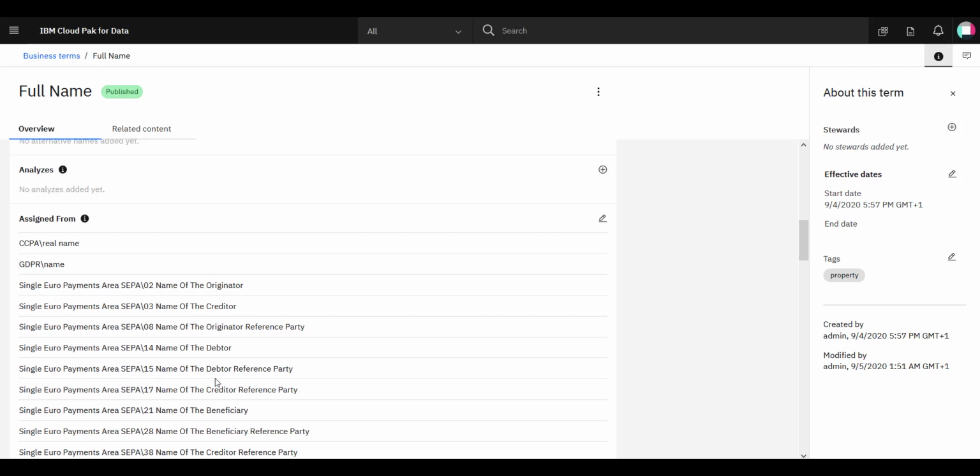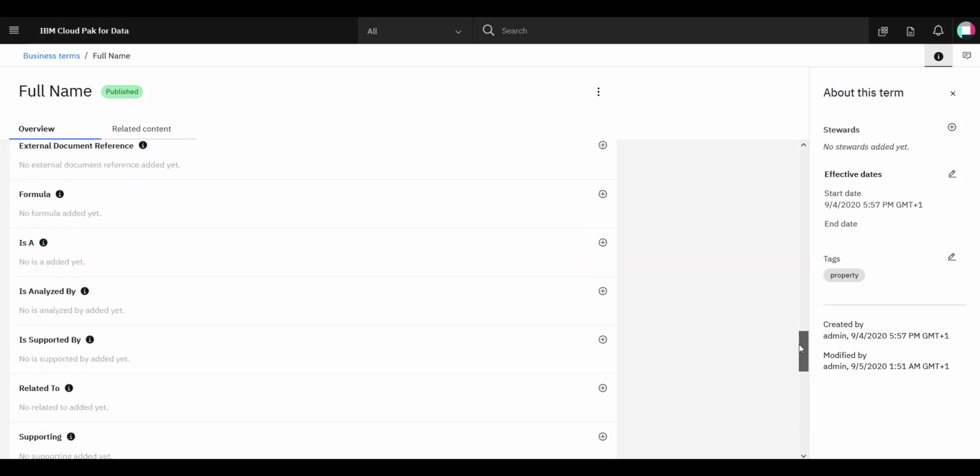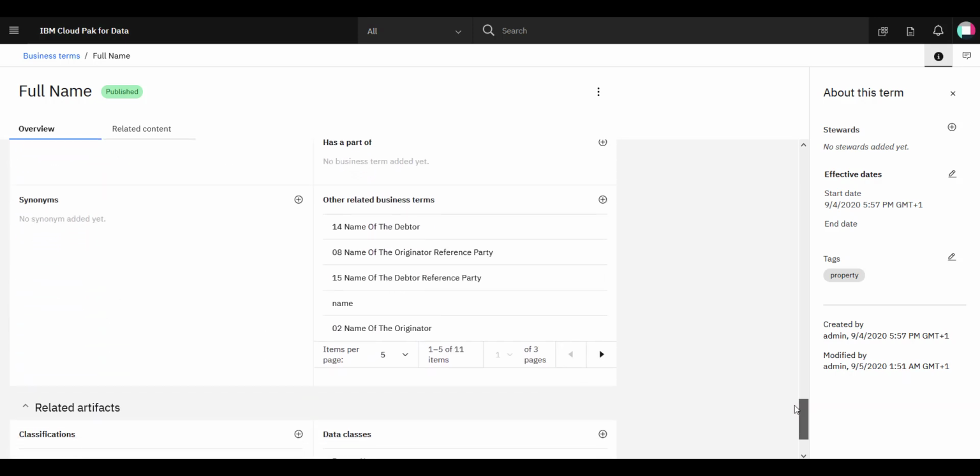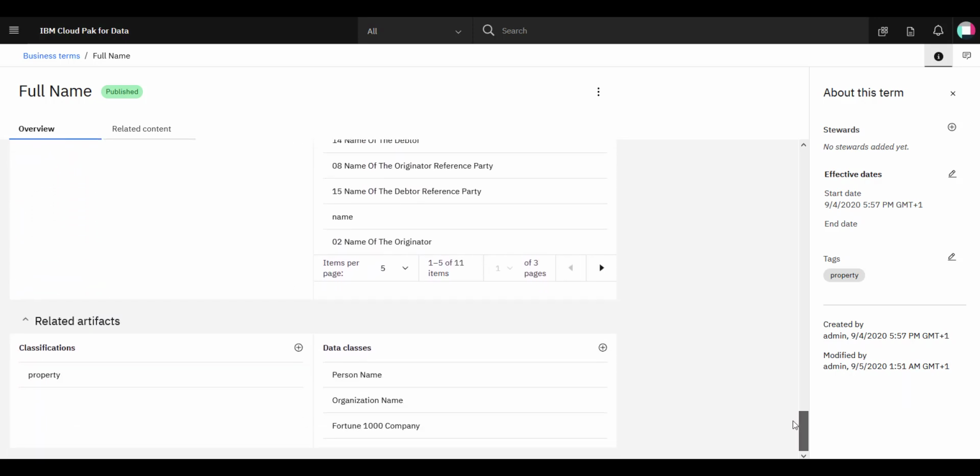In addition to the industry-specific reference data that is available with the IBM Knowledge Accelerator for financial services, there are also approximately 200 data classes available with Watson Knowledge Catalog.